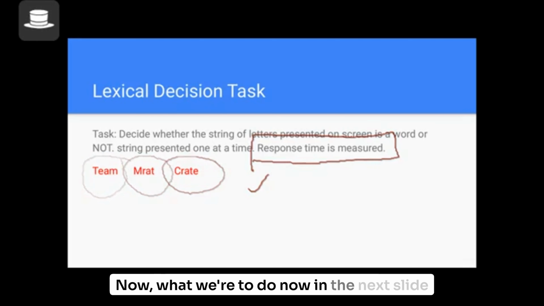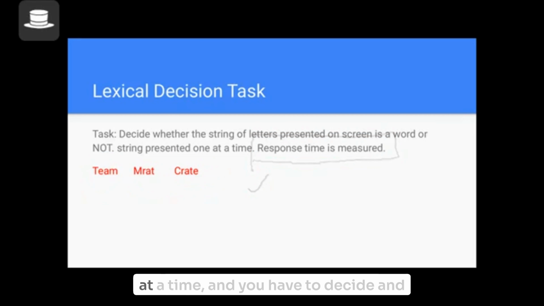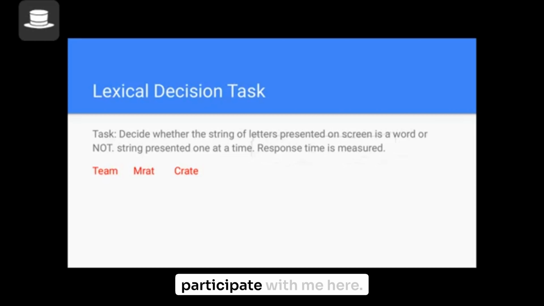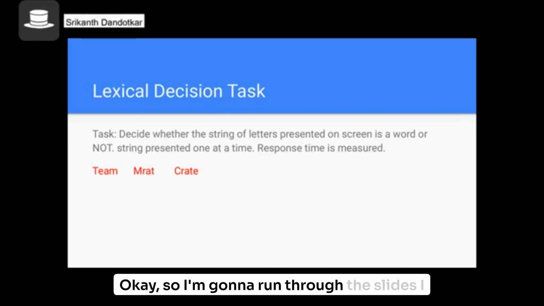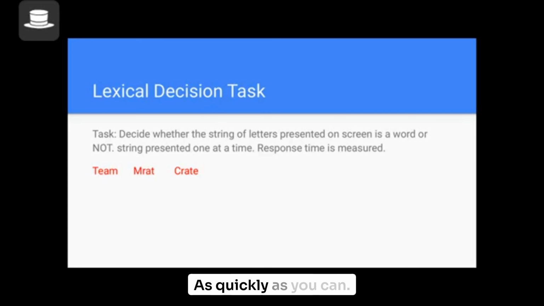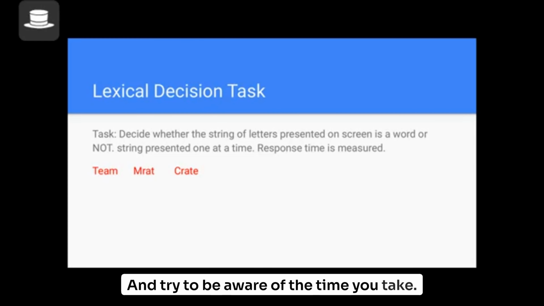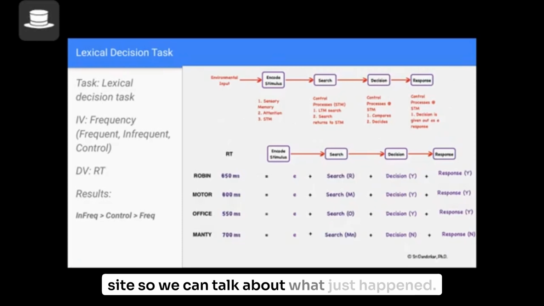Now, what we're going to do in the next slide is give you a list of strings of letters one at a time, and you have to decide, and participate with me here. Just try to decide whether it's a word or not by saying yes or no as quickly as you can as we go through these slides. Okay? I'm going to run through the slides. I want you to say out loud yes or no. You ready? As quickly as you can, and try to be aware of the time you take. Okay, so I'm going to pause here. Then I'll read it on and come back to this particular slide so we can talk about what just happened.